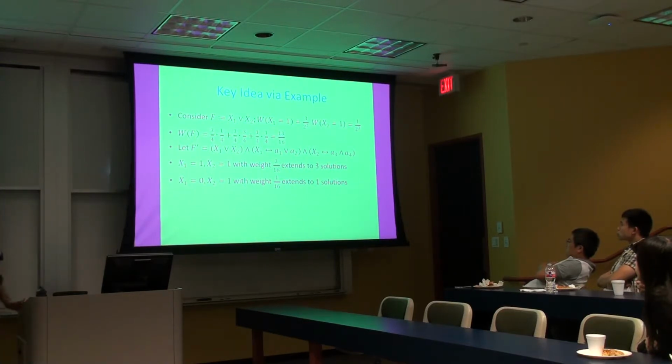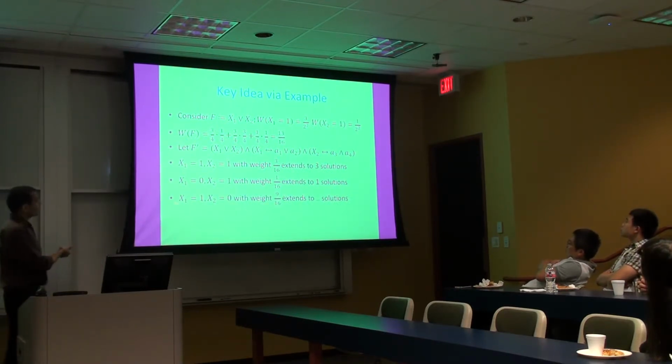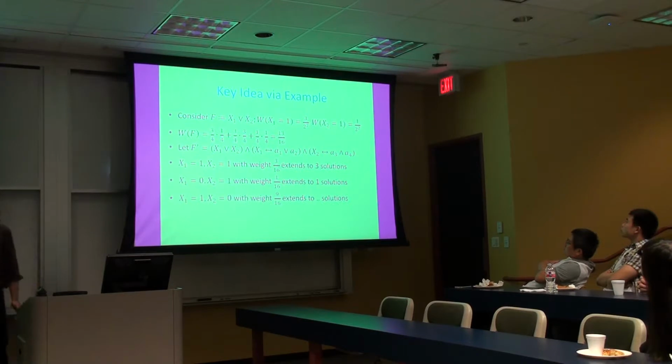If we do a bit of pattern matching, so far what we had is that with weight 3 by 16 we extended to 3 solutions, and with weight 1 by 16 we extended to 1 solution. For the assignment x1 equals 1, x2 equals 0, the weight is 9 by 16, because 3 by 4 times 3 by 4. Remember, x2 equals 1 is 1 by 4, so x2 equals 0 is 3 by 4, so it's 9 by 16.